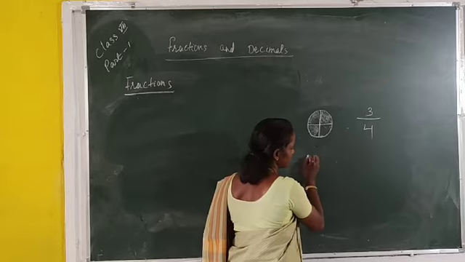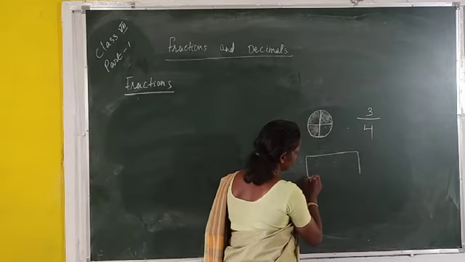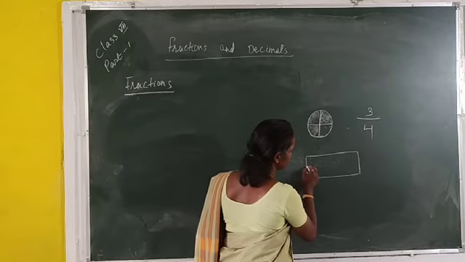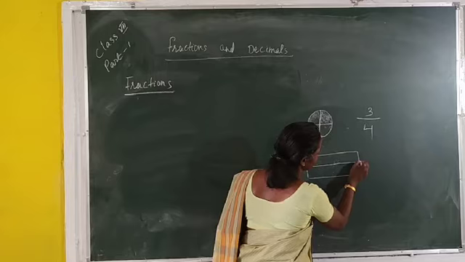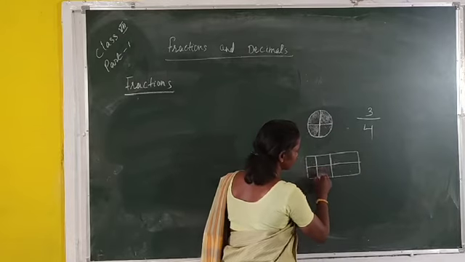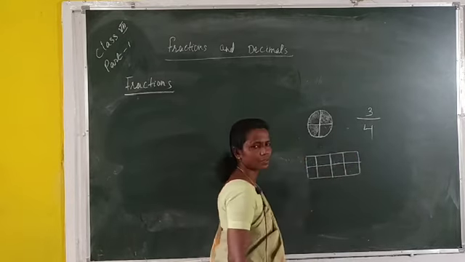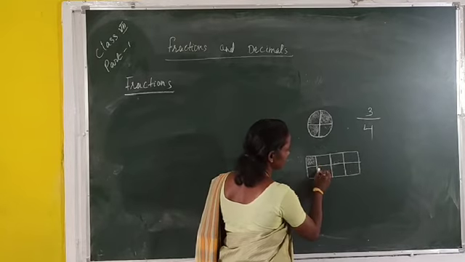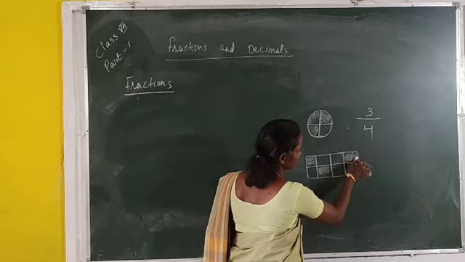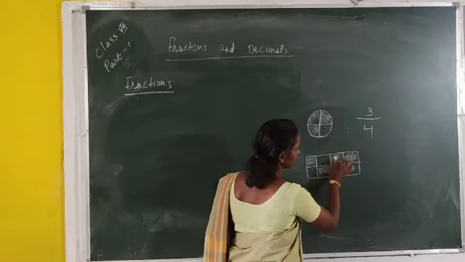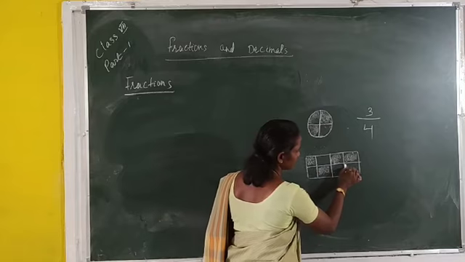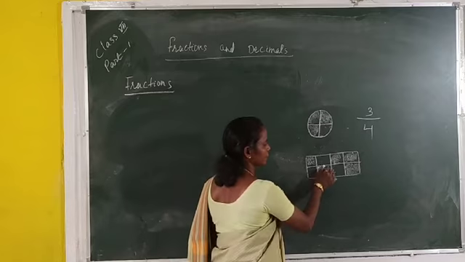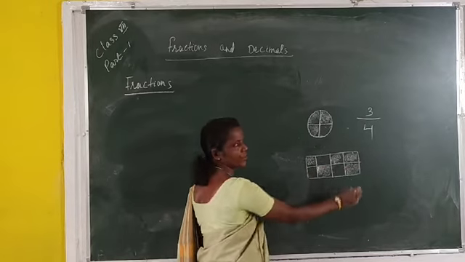Next, the rectangle shape. This rectangle is divided into how many equal parts? 8 equal parts. Then shaded: how many portions are shaded here? Count 1, 2, 3, 4, 5 portions.